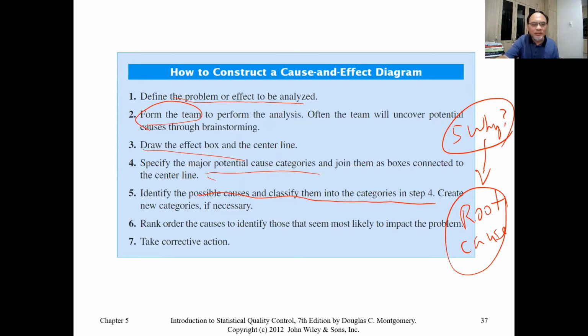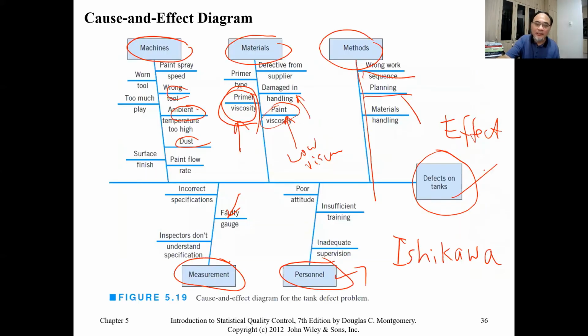So identify the possible causes, rank order the causes, identify those that seem most likely to impact the problem. Okay, so you can actually get all these causes and get the team to rank them. So if, for example, the viscosity happens to be the highest rank, that means all the team members agree that it is the most possible cause that actually resulted in the defects on the tanks. Then that is the reason that you want to investigate further and tackle it and try to countermeasure.